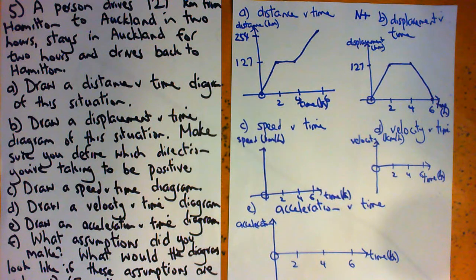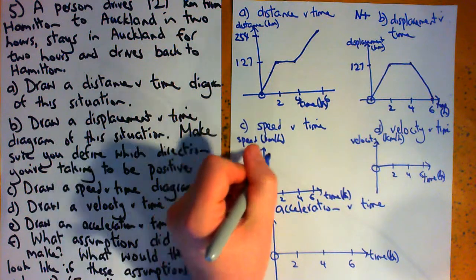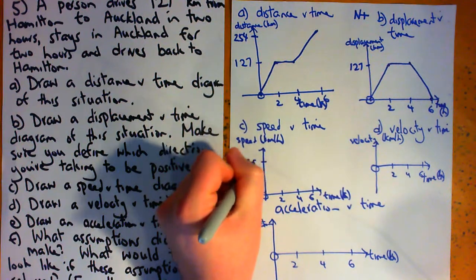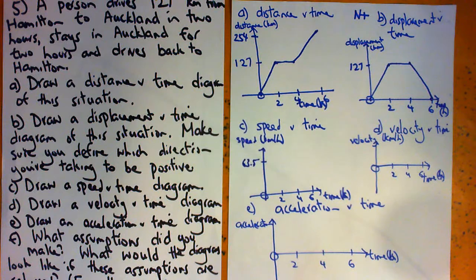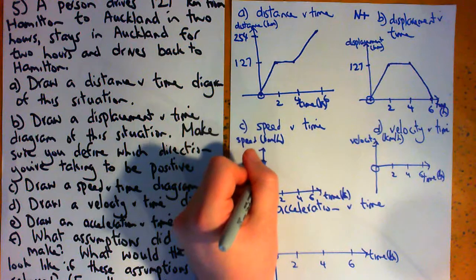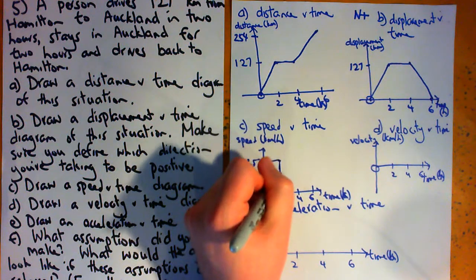Okay, so question C is to draw the speed versus time diagram, and at the moment we are assuming that when they are travelling, they're travelling at constant speed. So that's 127 kilometres in 2 hours, which is 127 divided by 2, is 63.5 kilometres per hour. Okay, so for the first 2 hours they are travelling at 63.5 kilometres per hour throughout their first 2 hours.